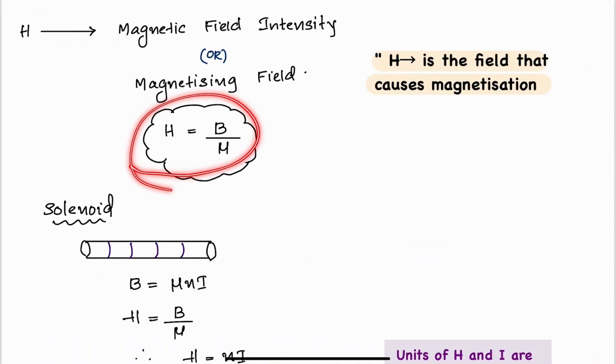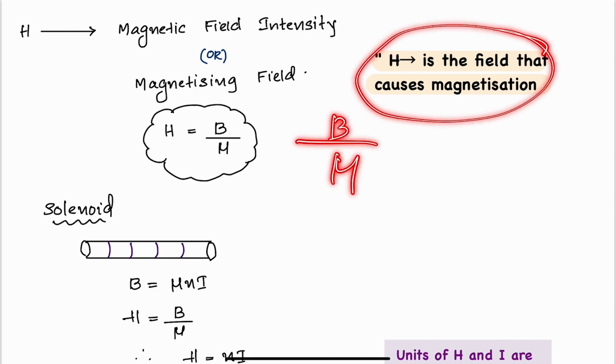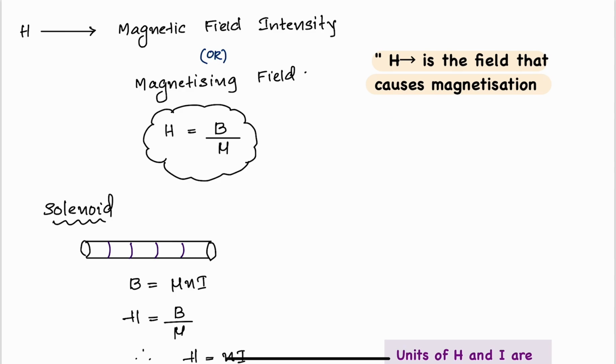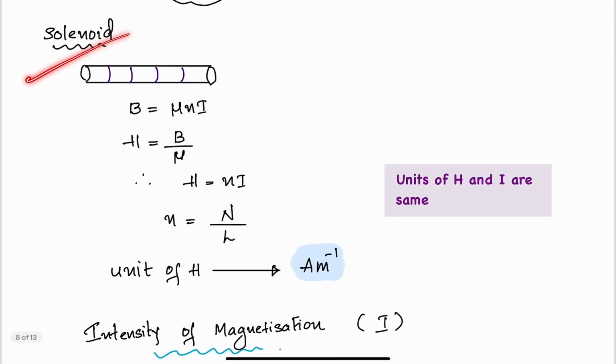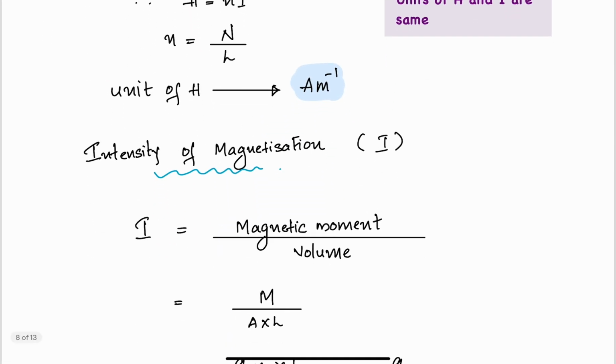H is equal to B by mu. H is the field that causes magnetization. It is the magnetic field intensity. For a solenoid, H is equal to B by mu and B is equal to mu n i. Therefore, H is equal to n i. Very important relation: H is equal to n i.